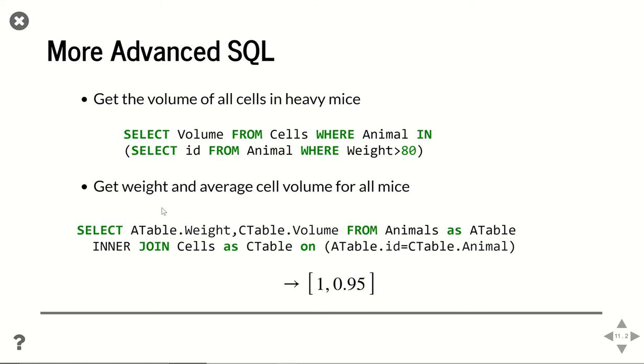You can also get the weight and volume for all of the cells where these two conditions are met. And so you can start to do more and more complicated queries. The nice part about this is that you are entirely dealing with this abstract language. You don't have any interaction directly with the data tables or where the tables are.